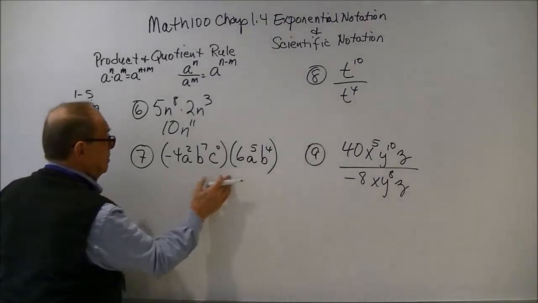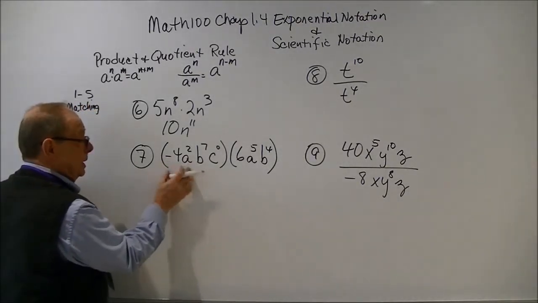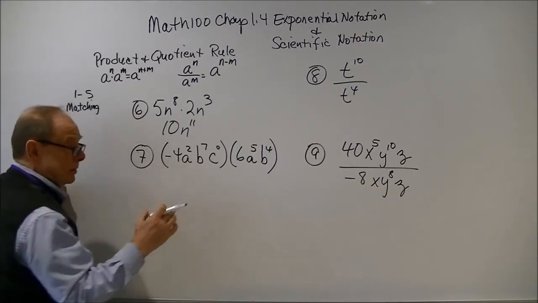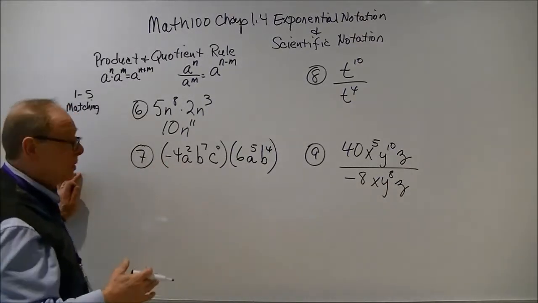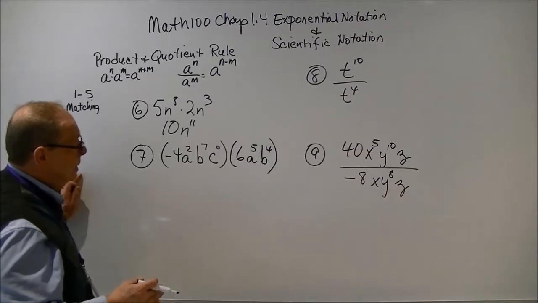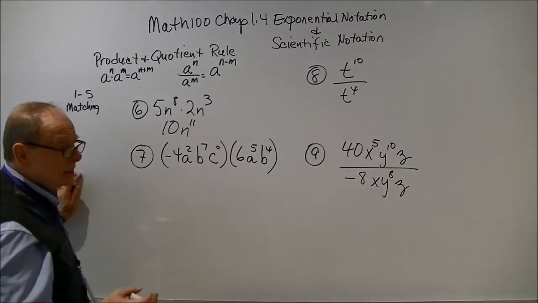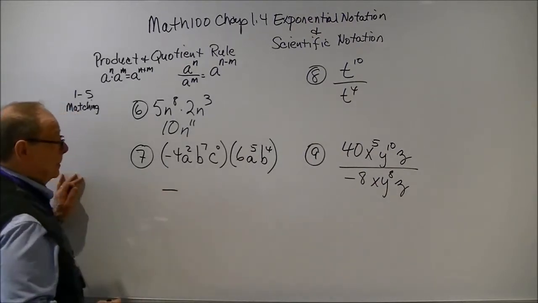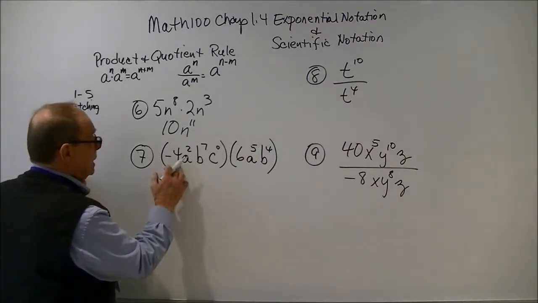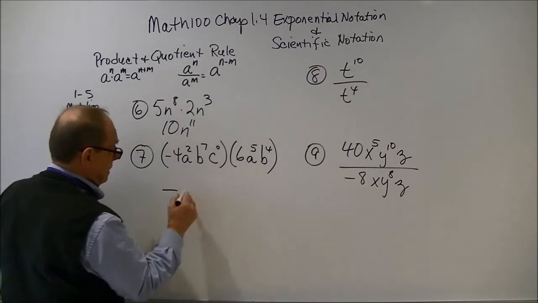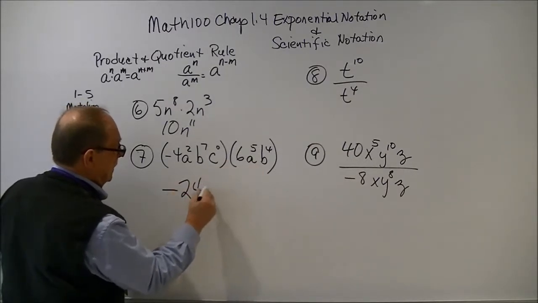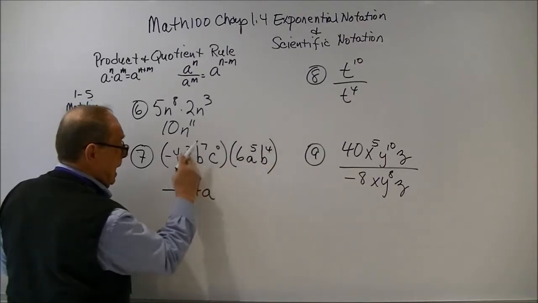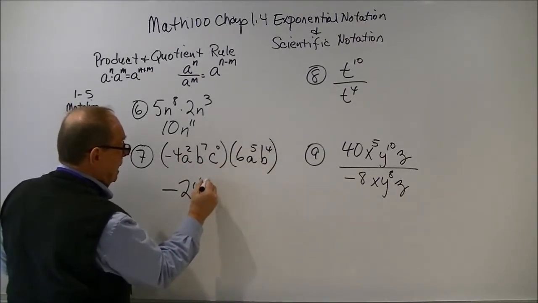Here's another example. One of the factors is negative. So that technique we spoke of in the previous section, determine what your end sign will be. It's going to be negative, so put that there. Then 4 times 6, that's 24. A to the 2nd, a to the 5th, add the exponents, a to the 7th.